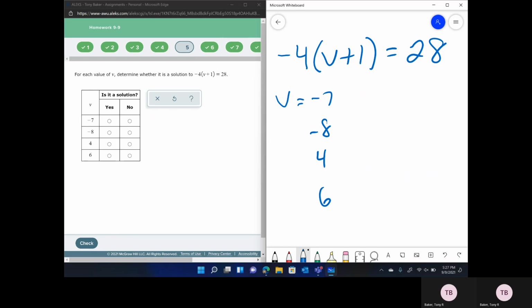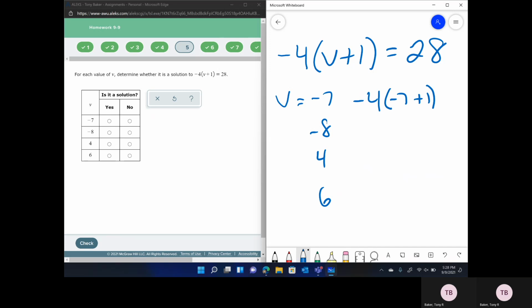Okay? You can do this topic 2 different ways. You can do it the way they ask you to do it, or you can do it the other way, which I'm going to show you. I will show you their way first, though. What they want you to do is plug the number into the problem. Okay? So they want you to take the negative 7 and plug it into the problem. So we've got negative 4 times negative 7 plus 1. And let's see what the answer comes out to be.